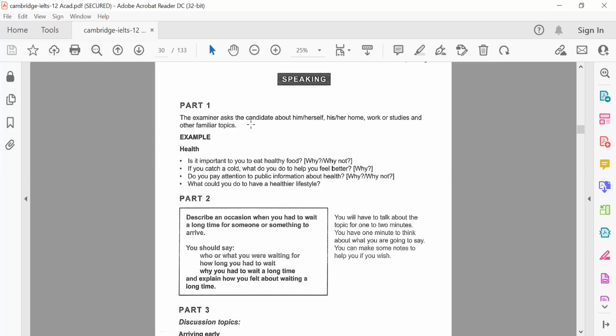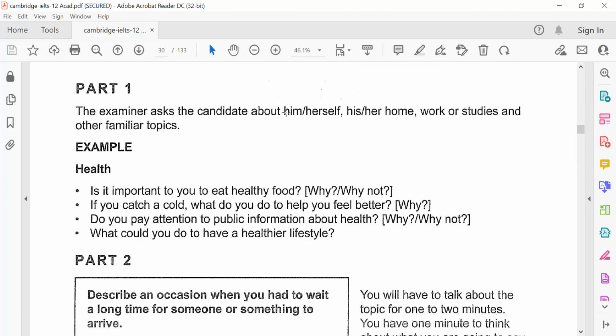So I'm going to ask a couple of questions. So the examiner asks the candidates about him or herself, okay, about your home, about your work, studies, and familiar topics, right? So basically, I'm going to ask one question to each person, whoever can attend and be part of it. If you cannot, no worries. I know 2 of them cannot really speak in the class because they are working parallelly. All right, so let's start with Janvi.